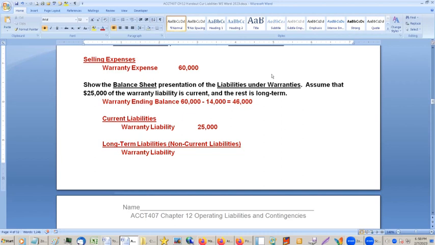Yep, very good. Thanks, Irma. And that will be the 46,000 minus 25,000.